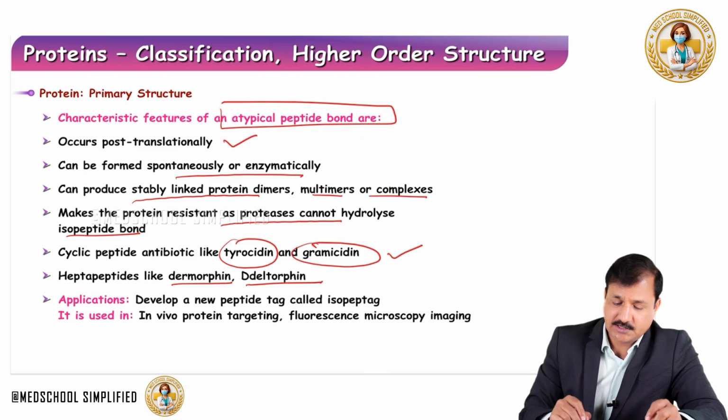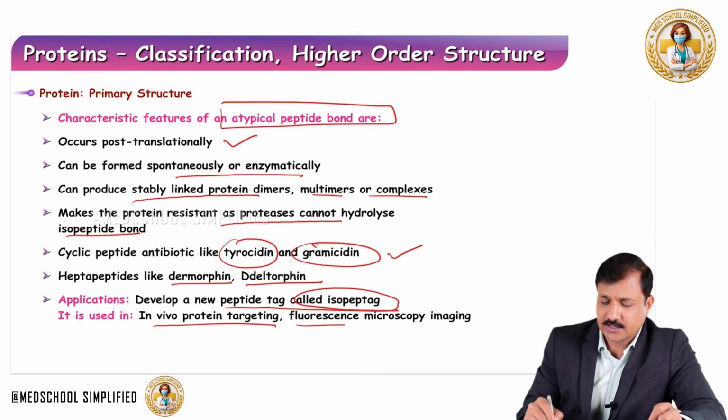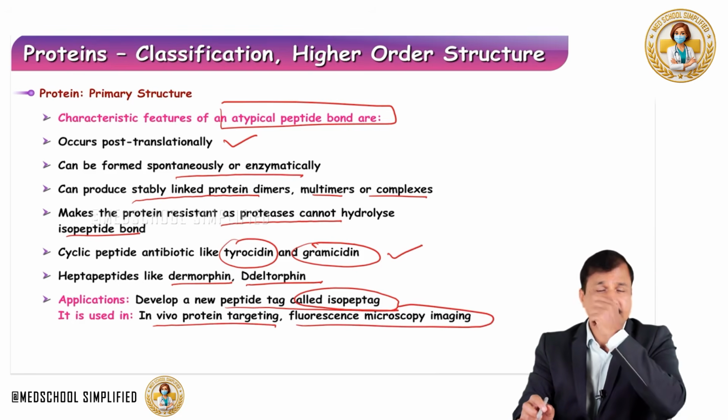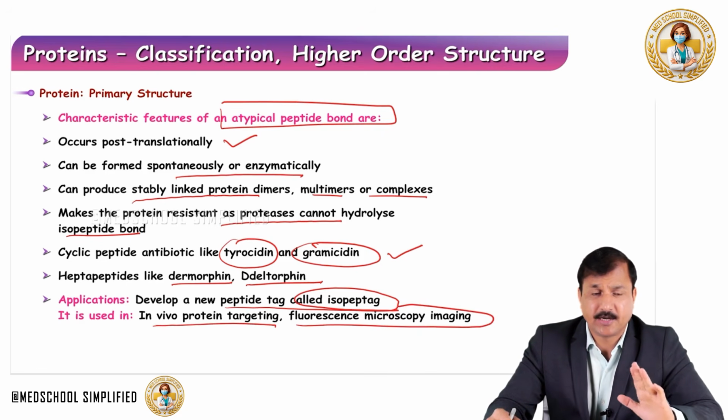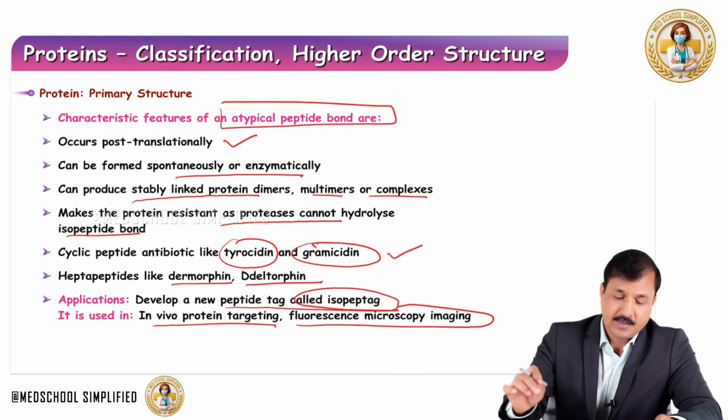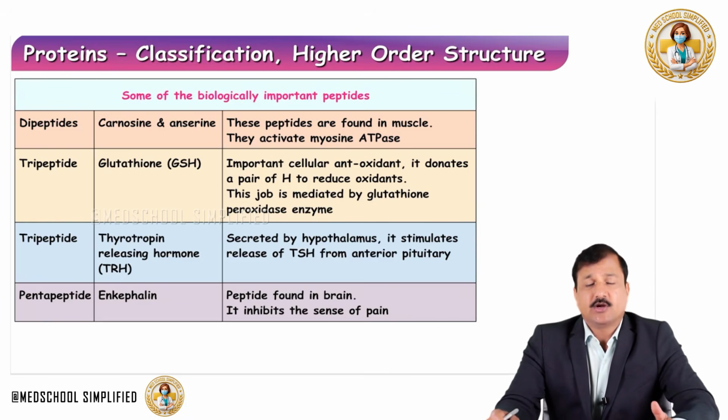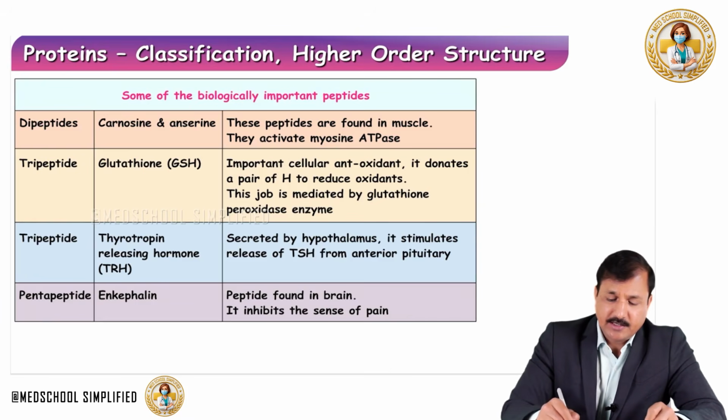On the applications side, they can be used to develop a new peptide tag called isopeptag. It is used in in vivo protein targeting and fluorescent microscope imaging techniques. So these are some of the uses of isopeptide bonds. Okay, now let's look at some of the biologically important peptides.